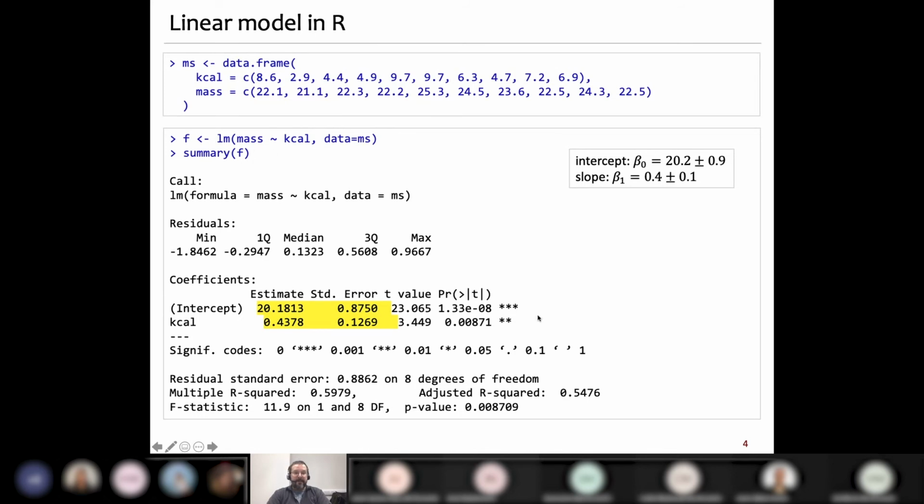There are lots of things printed here. I will explain them in detail later. Right now, you can just notice these estimates and errors. These are our model parameters, model coefficients. There is an intercept, which is 20 plus minus 0.9. We can write it down as beta naught is 20.2 plus minus 0.9, and kilocalories, which is 0.4 plus minus 0.1. This is our slope. Intercept and slope.